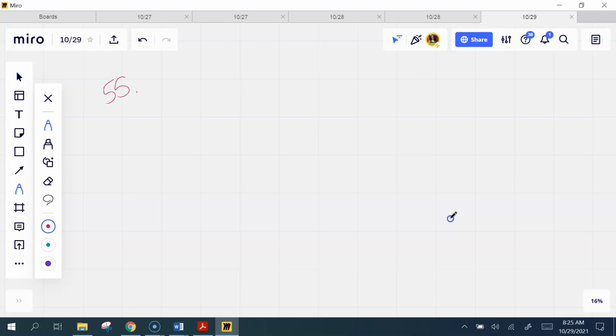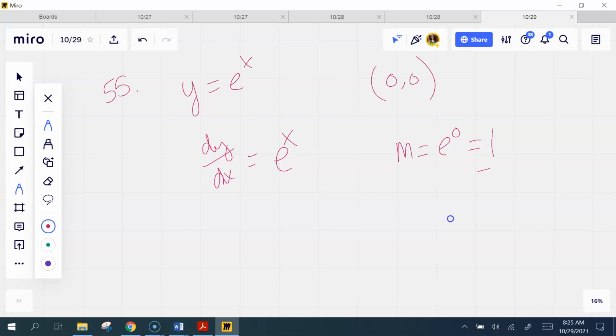Find an equation for a line that is tangent to the graph of y equals e to the x. Tangent just means derivative. And goes through the origin. So the slope. Right? So now write the equation of the tangent line. Write the equation of a line that goes through this point with this slope. y minus 0 equals slope times x minus 0.